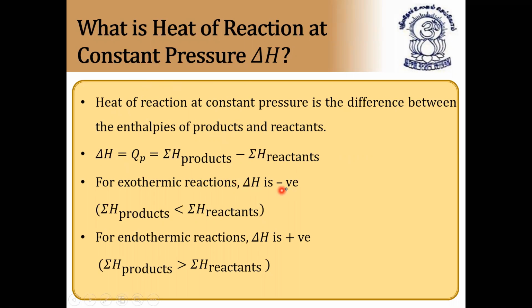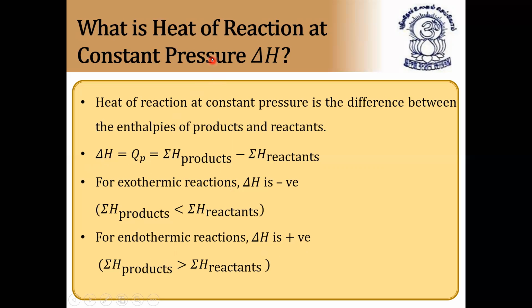For exothermic reactions, delta H is negative because sigma H of products minus sigma H of reactants is less than zero. For endothermic reactions, delta H is positive because sigma H of products is greater than sigma H of reactants. So now we can understand better why delta H is negative in exothermic reactions and positive in endothermic reactions. In exothermic reactions the energy of products is less than the energy of reactants, so it is negative. In endothermic reactions the energy of products is greater than the energy of reactants, so it is positive. I hope it is clear.